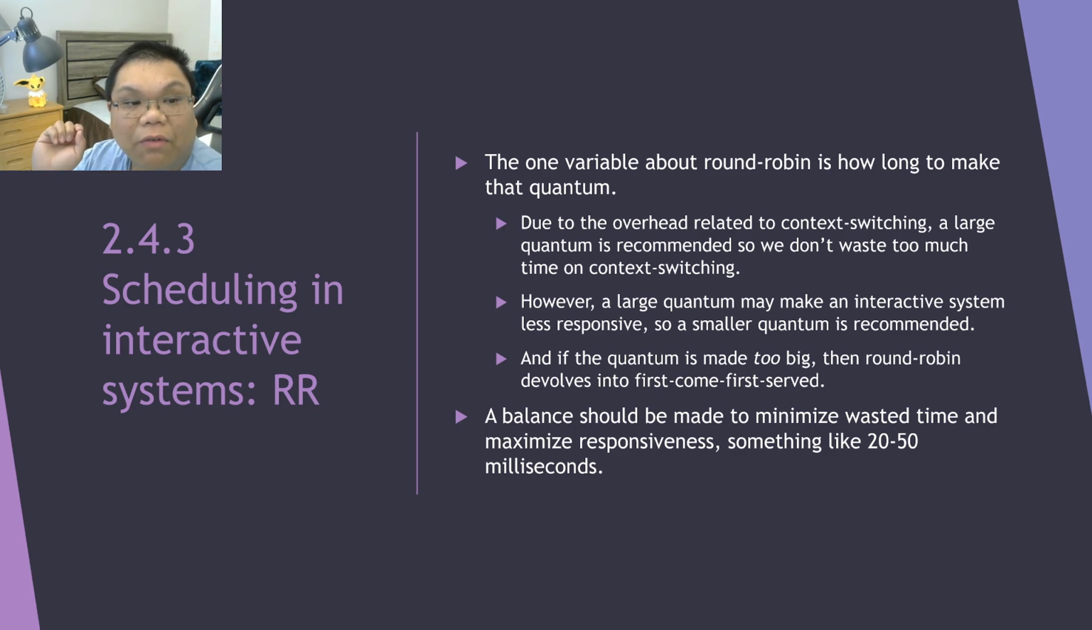So really, what we gotta do is find a good sized quantum that balances context switching and responsiveness. In practice, it's something like 20 to 50 milliseconds.